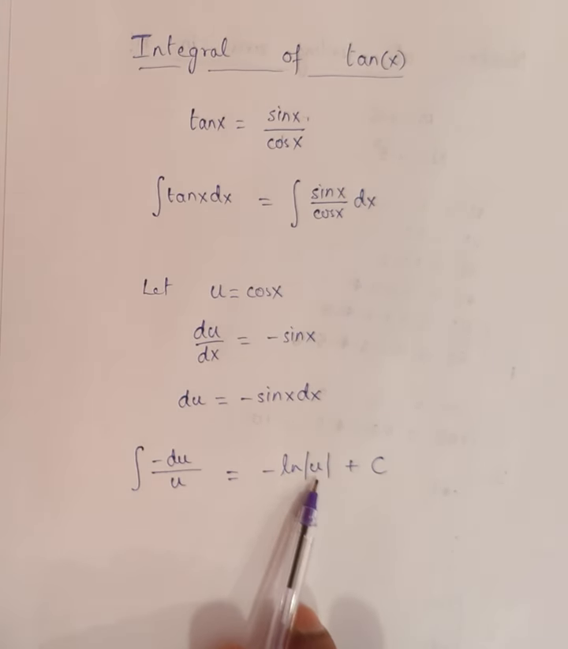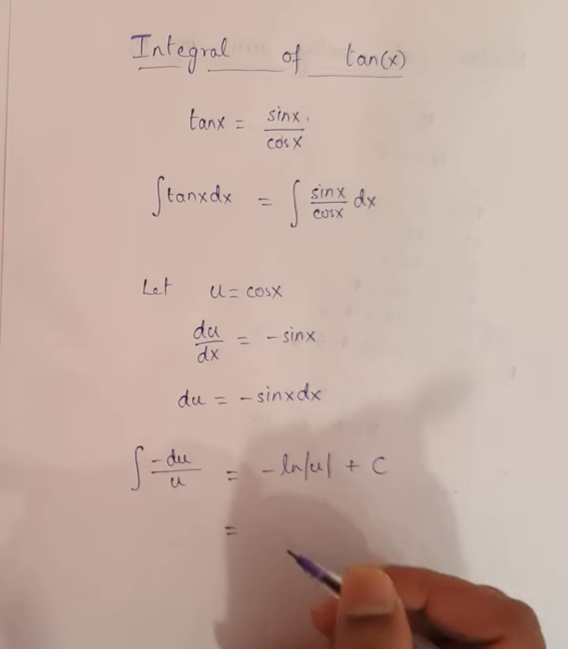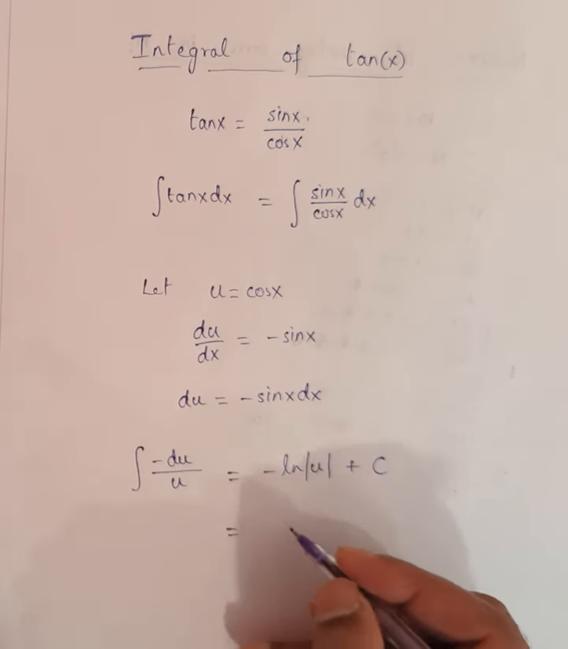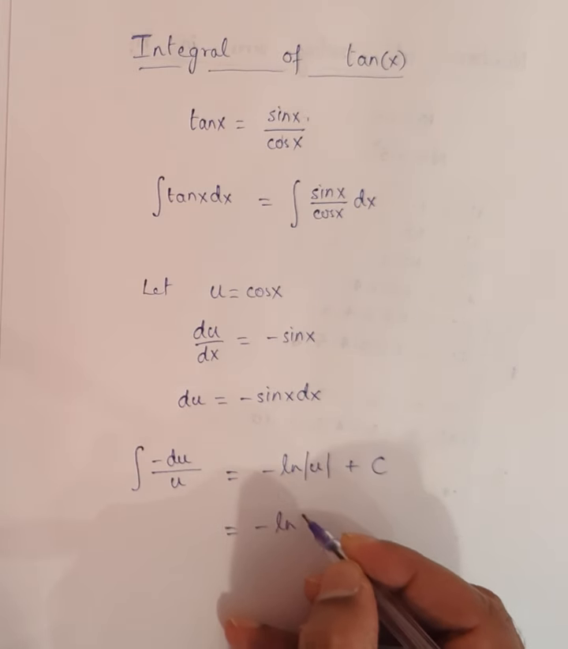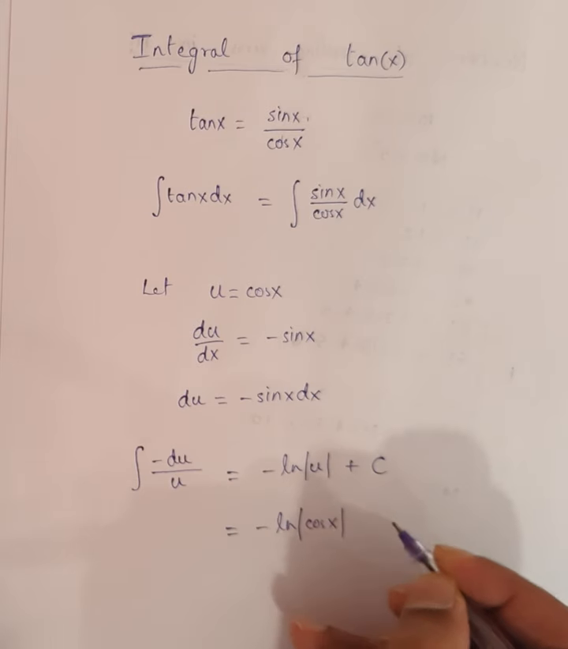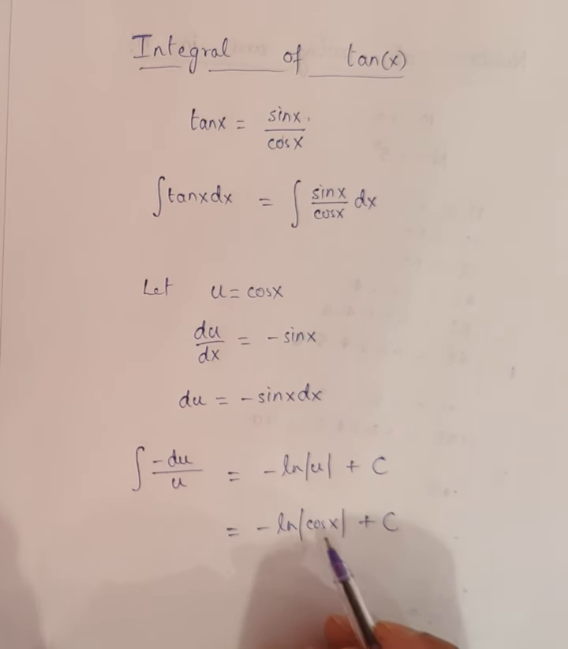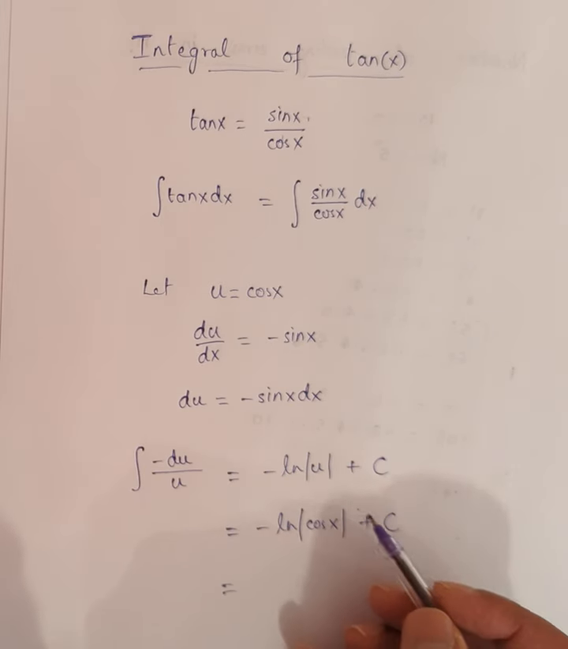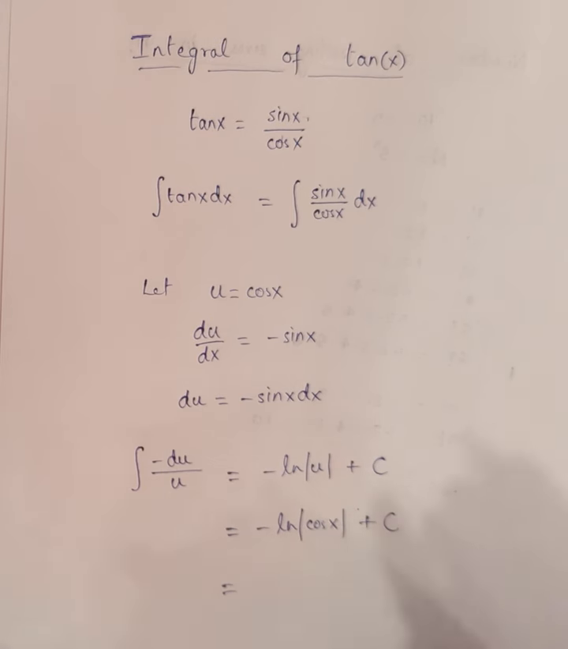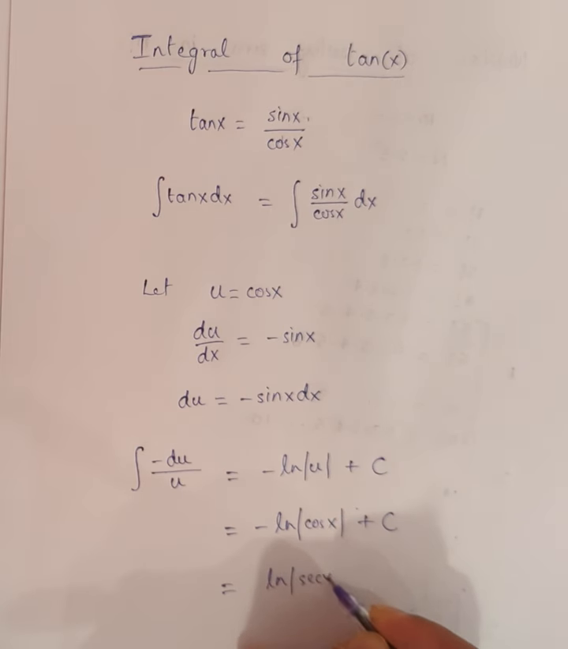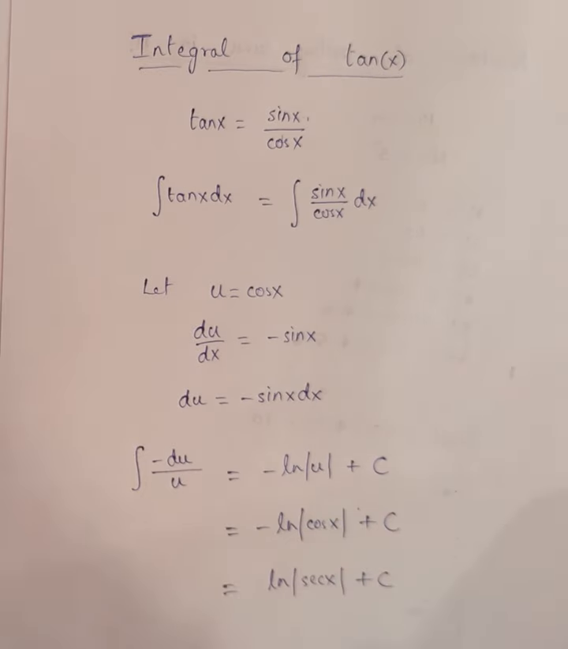But this is a function of u. We want to change it back to x. So we replace the u with cosine x. So this is negative log of absolute value of cosine x plus c. Now, in some books, you might see a different formula because they have used the properties of logarithms from algebra. You could rewrite this as ln of cosine x to the negative 1, and cosine x to the negative 1 is just the reciprocal of cosine x. So that's going to be secant x. And then you won't have the negative in front.